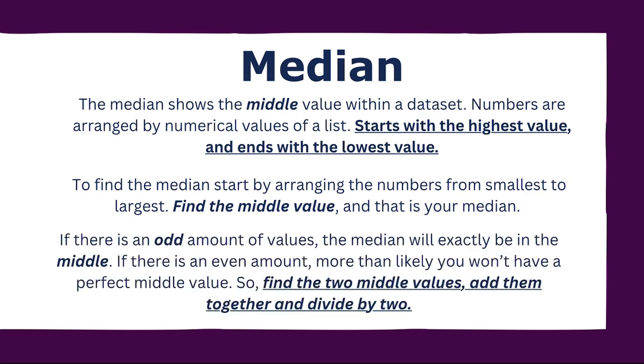If there is an odd amount of values, the median will be exactly in the middle. If there is an even amount, more than likely you won't have a perfect middle value. So find the two middle values, add them together, and divide by 2. That is an important rule you must remember when working with the median. Odd means you'll find your middle number easier. And even means you won't have a perfect middle value, and you have to do a little bit more work to find that average number you're looking for.